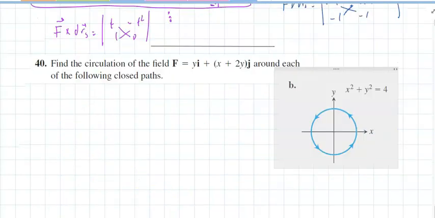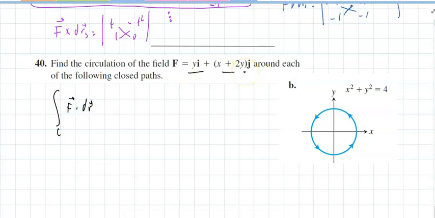40 is the last example that I have. Well, find the circulation. What's the circulation? It's the integral along C of f dot dr of the vector field given right there around each of the following paths. I'm only picking B. So here, what is r of t? Well, you're circulating twice cosine of t, twice sine of t, and let t vary. Since you're getting the whole circle, 0 to 2 pi, that will do the trick.